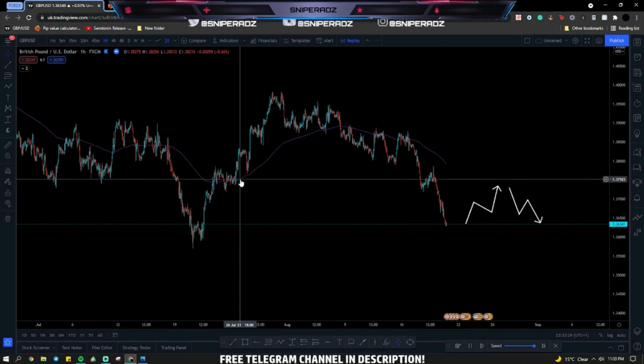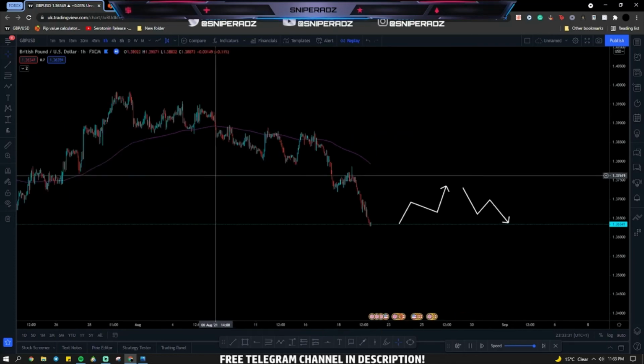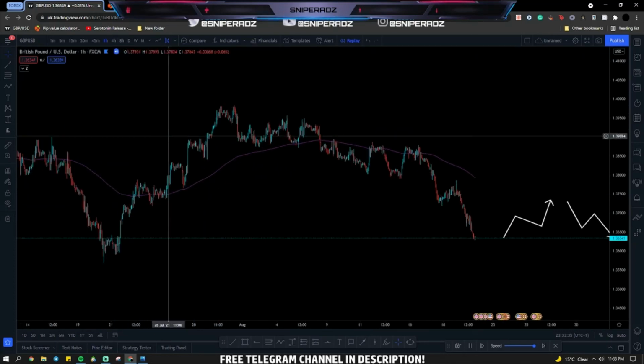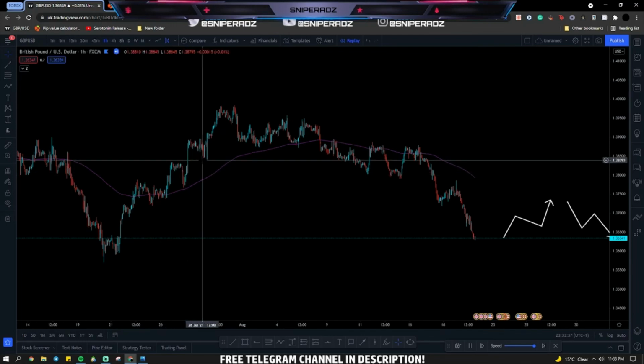Has it ended up higher or lower than the previous point in the market? Yes or no? It's that simple. And if you can do that on any time frame, you can then predict where the market's going to go.